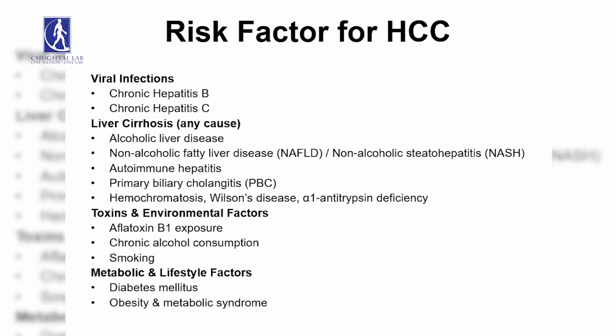So, risk factors included for hepatocellular carcinoma are viral infections like chronic hepatitis B and chronic hepatitis C, liver cirrhosis, alcoholic liver disease, non-alcoholic fatty liver disease, autoimmune hepatitis, primary biliary cholangitis, and hemochromatosis. Toxins and environmental factors, for example, aflatoxin B1 exposure, chronic alcohol consumption, and smoking. The others are metabolic and lifestyle factors, which include diabetes mellitus, obesity, and metabolic syndrome.